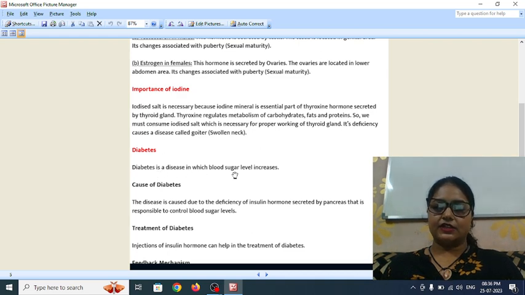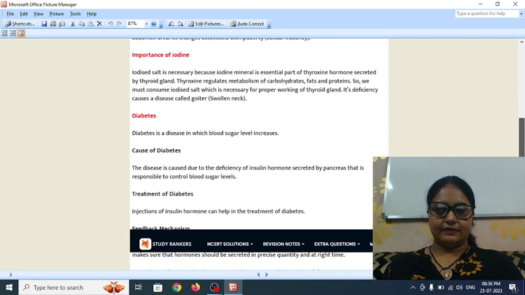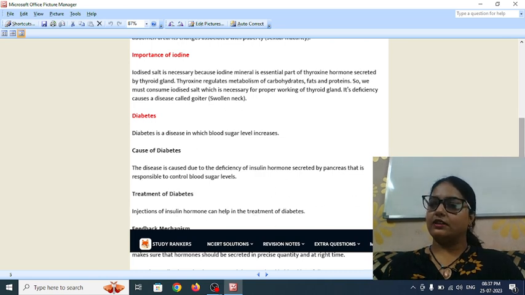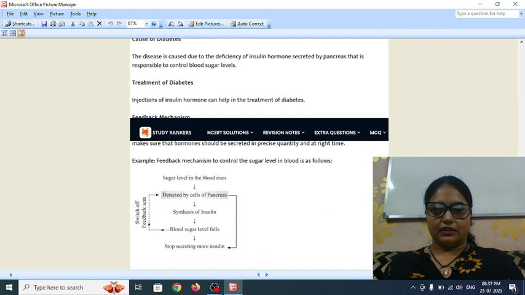Now, diabetes. Diabetes is a disease in which the blood sugar level gets increased. This disease is caused due to the deficiency of the insulin hormone secreted by the pancreas. It is responsible for controlling the blood sugar level. For the treatment of diabetes, injections and some medicinal treatment, or some tablets, are also available in the market to control the diabetes.